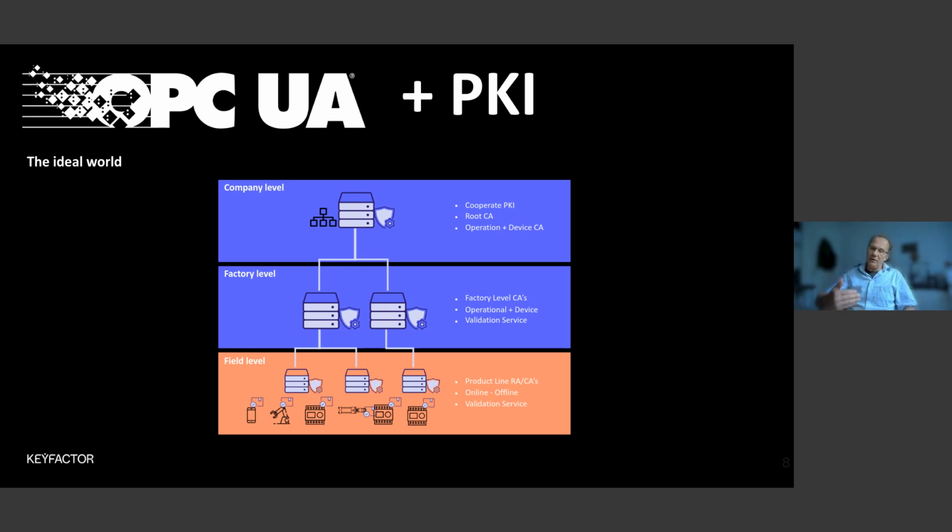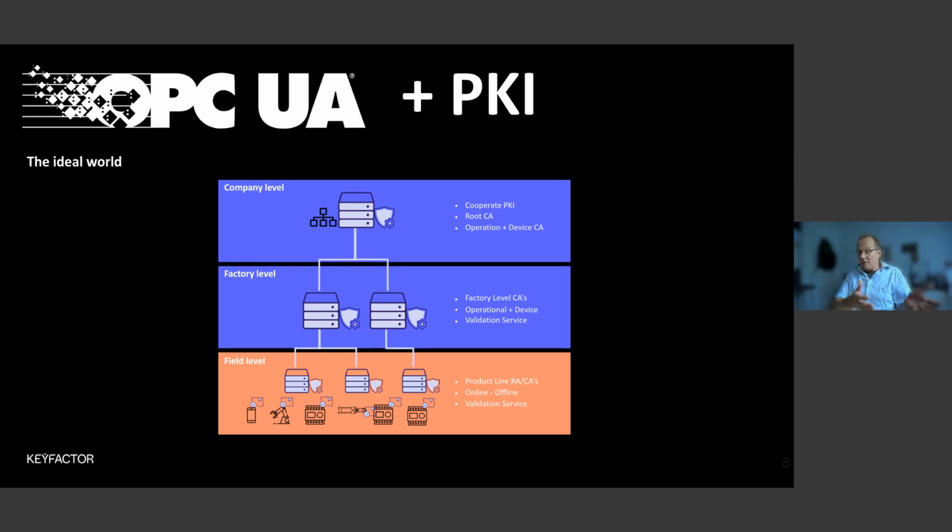But what we also see as a vendor of PKI technology is that step by step, companies are now starting to introduce PKI into the OT networks itself. So starting from the company level, where you have the corporate PKI with the root, with the issuing, intermediate, all the hierarchies and the flavors you can see here. Yeah. So for the operational side, for the device identity side, you have different kinds of CAs and different kinds of hierarchy lines that you can establish.